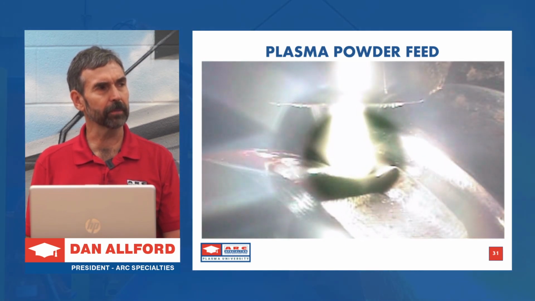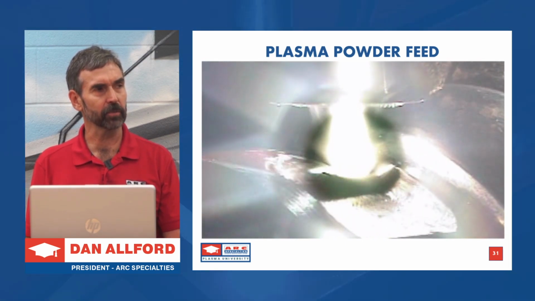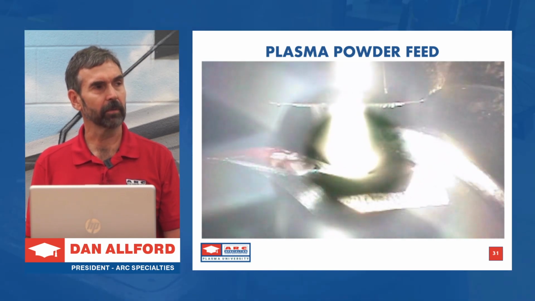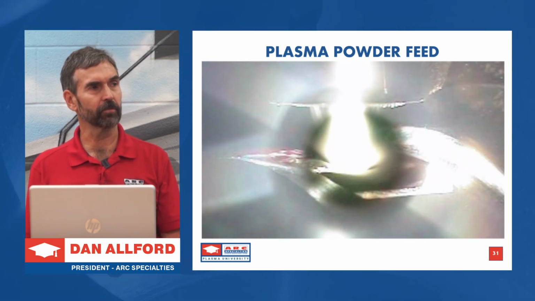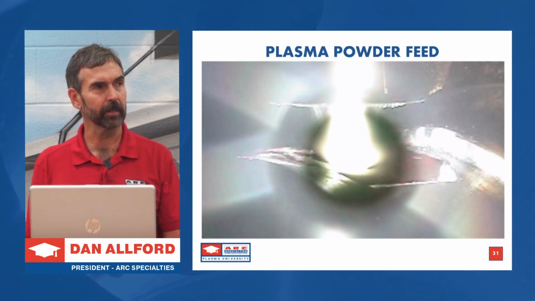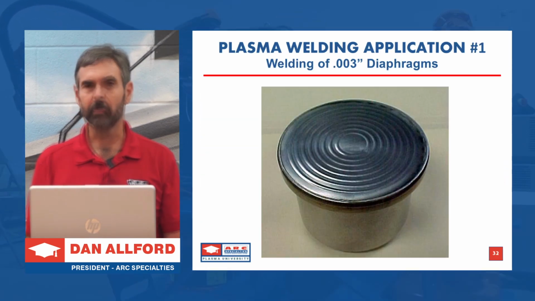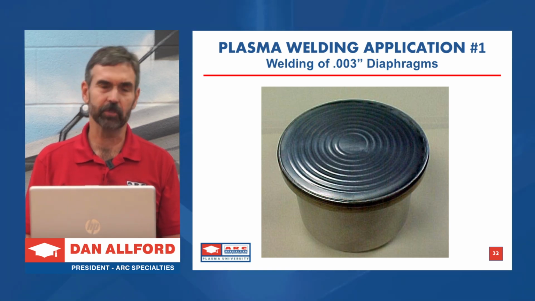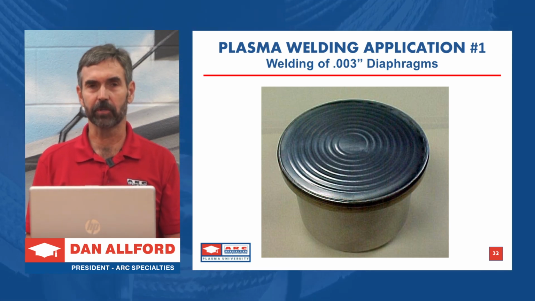So this is typical of a good application. This is a rock bit for the oil patch industry, and we're applying a journal bearing material for a metal on metal application. I'm going to show you some applications that we've done with plasma welding just to show you the range of parts that you can weld with it.